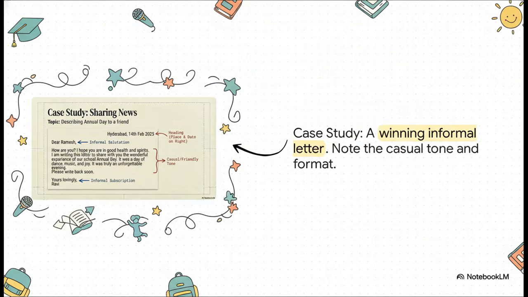And here's the informal letter in the wild. This one's to a friend, Ramesh, talking about the school's annual day. Notice the heading on the top right, the super casual "Dear Ramesh." The whole tone is just friendly and chatty. And look how it closes, "Yours lovingly," and just the first name, Ravi. That's exactly how you do it.